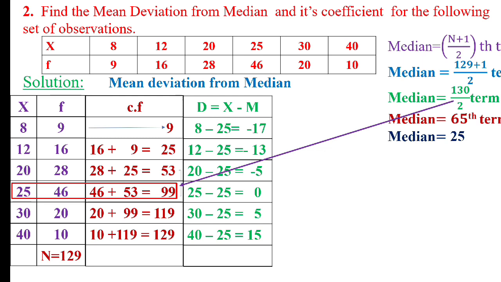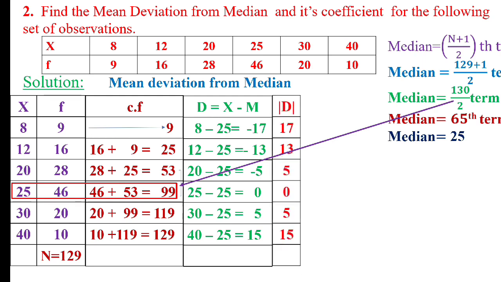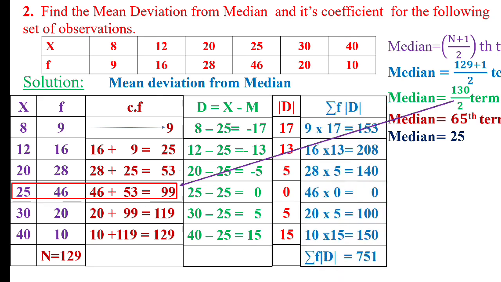30 minus 25 is 5. 40 minus 25 is 15. Then the absolute value of deviation: negative values are removed and written as positive values. 17, 13, 5, 0, 5, 15. Then F into D, where F is frequency and D is the modulus or absolute value of the deviation.